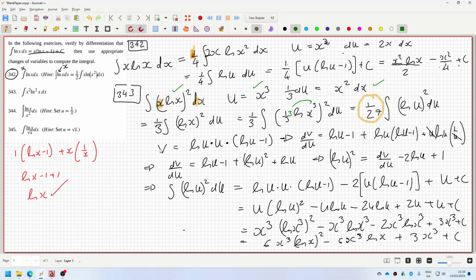And then I used the substitution v equals log u times log u minus 1. So the derivative would be log u minus 1 plus log u times log u minus 1, and then u log u times 1 over u. So there's log u. So then that means dv du is log u minus 1 plus log u squared. And then it'll be minus log u plus log u.